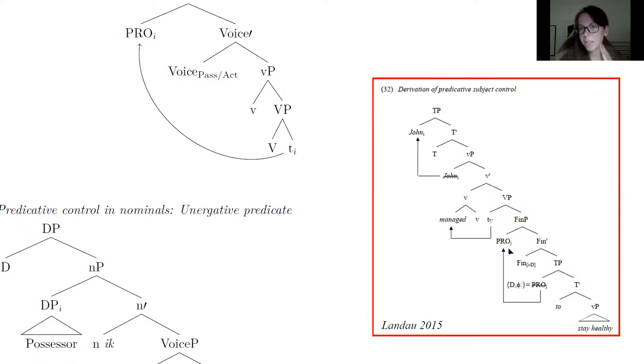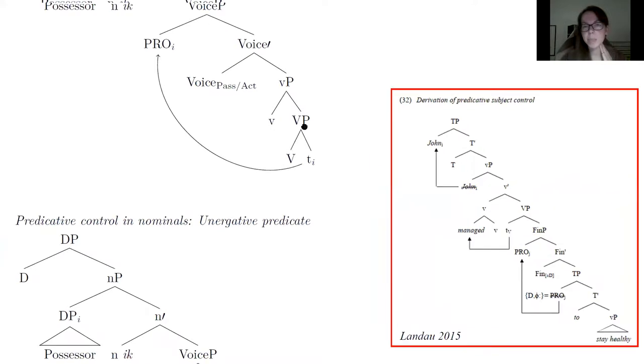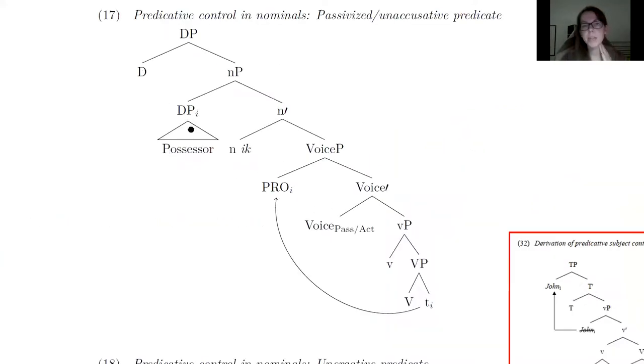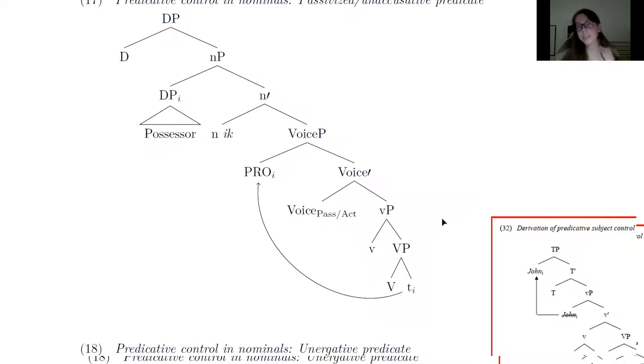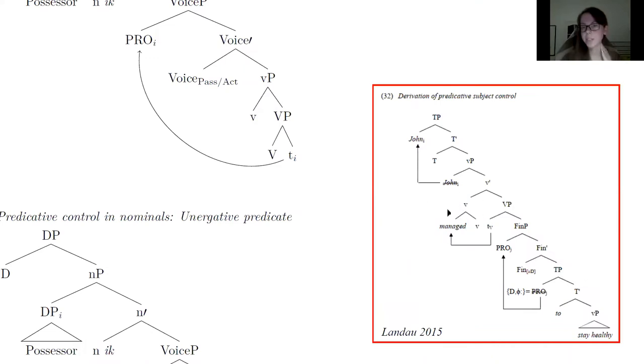So here we have basically the very same situation. We have a non-finite FinP where we have big pro in the subject position, and then we move it to the spec of FinP to turn this FinP into a predicate. And what we do next is we take this predicate, this VoiceP, and we predicate it of this possessor. So essentially little n here is the relator. Again, we have this very nice parallel with predicative control in clauses where, according to Landau, little v serves as such a relator, establishing predication between the matrix argument and the embedded non-finite VP. So we have these very neat parallels.